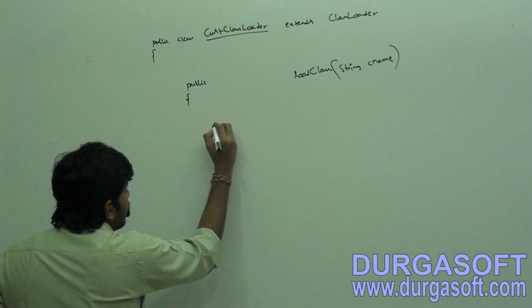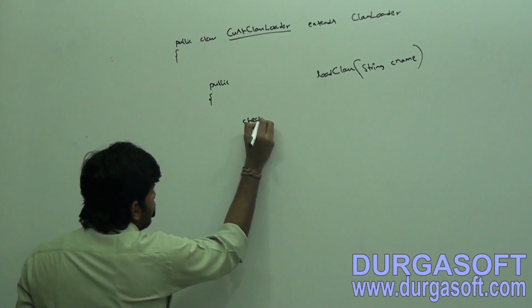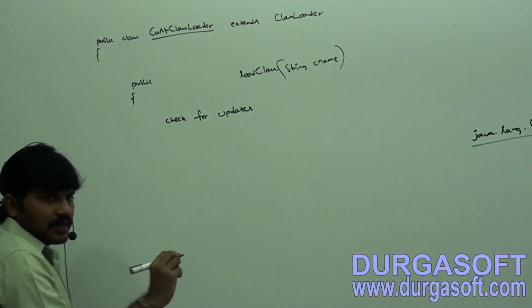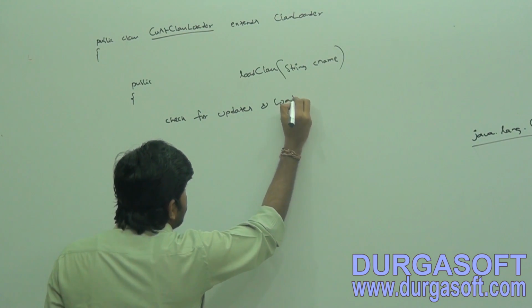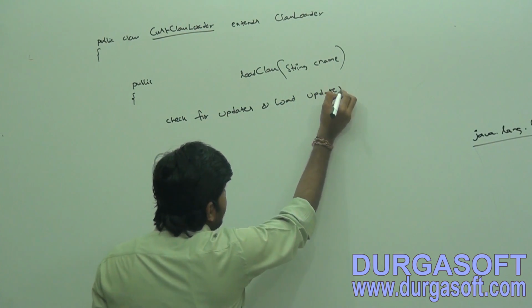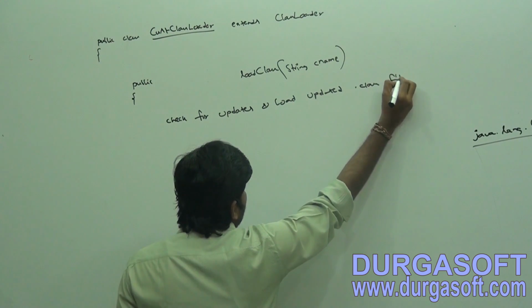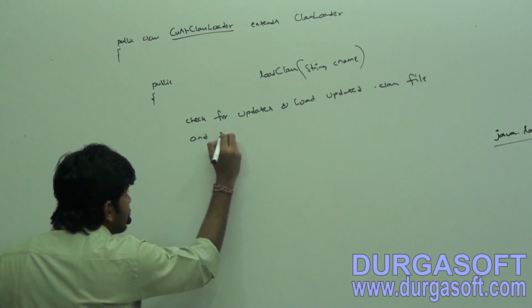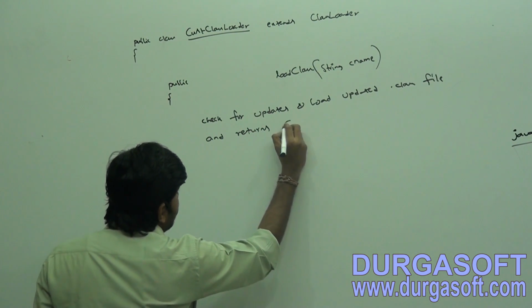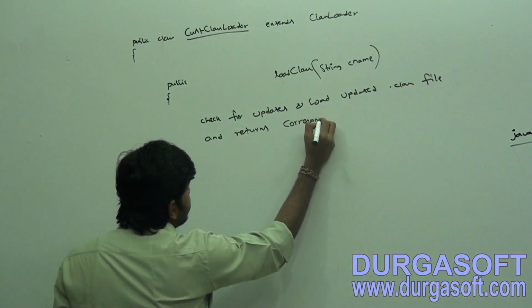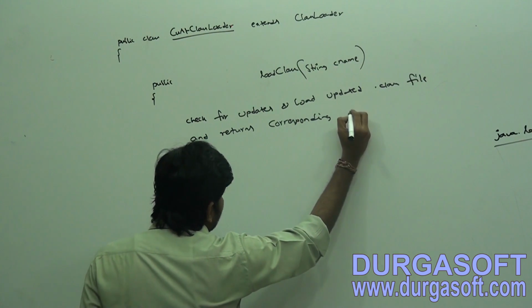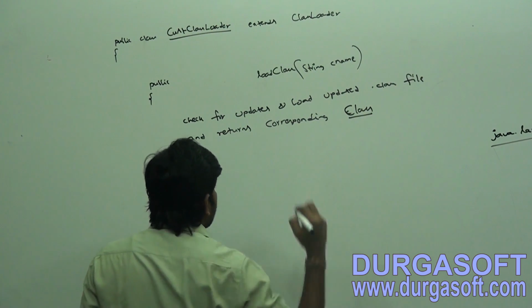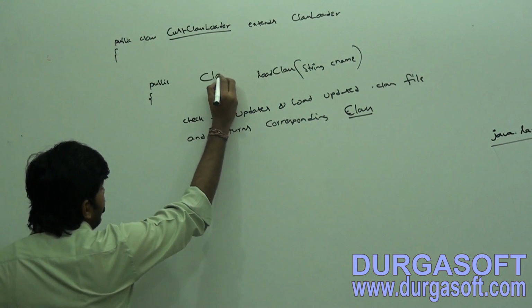Here, see, sir: check for updates, and load the updated .class file. This is the pseudocode. Load the updated .class file, and return the corresponding class object. Now, do you know what the return type is?